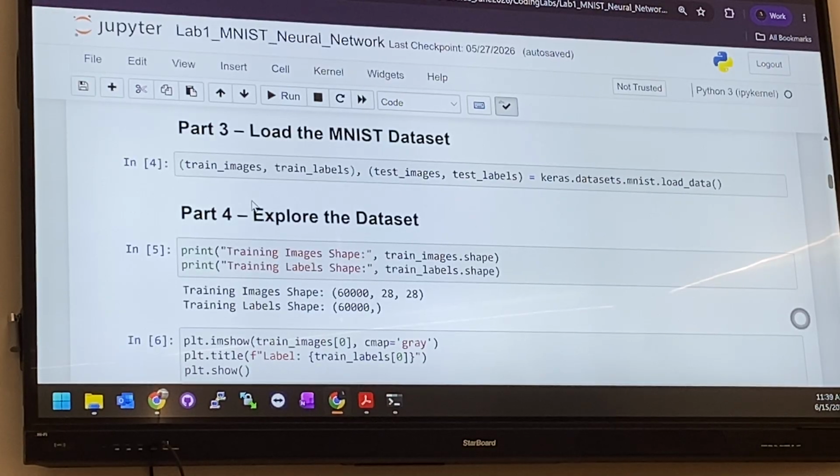Okay, and you can also have a look at part 4 of the code, where we are exploring the shape of our training and testing data. You see in the first one we have the shape of our train images and the train labels: 60,000.